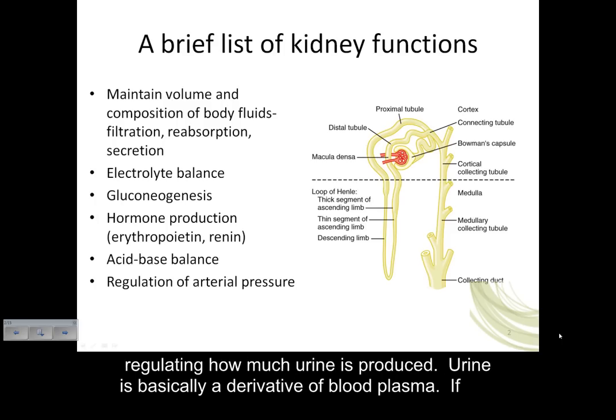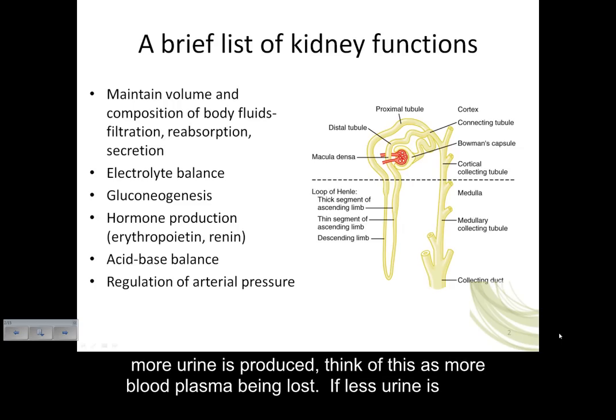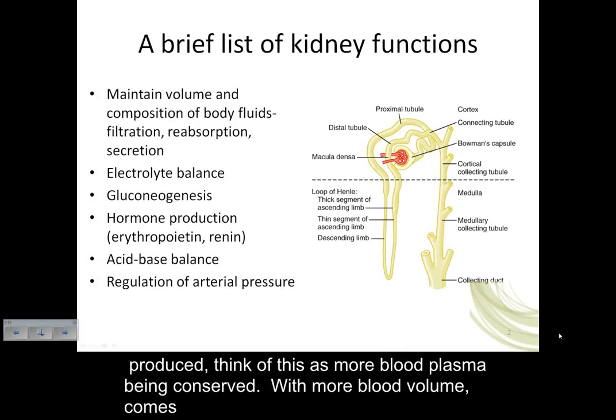They do this, of course, by regulating how much urine is produced. Urine is basically a derivative of blood plasma. If more urine is produced, think of this as more blood plasma being lost. If less urine is produced, think of this as more blood plasma being conserved.